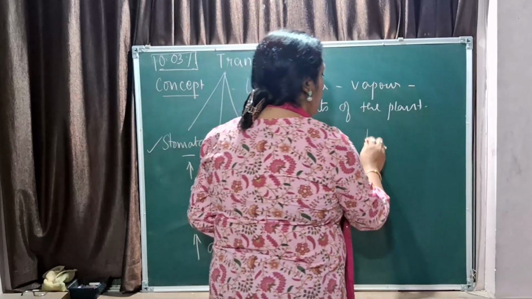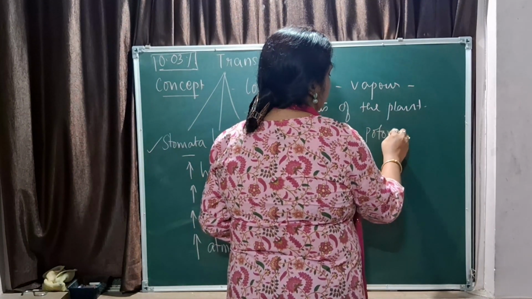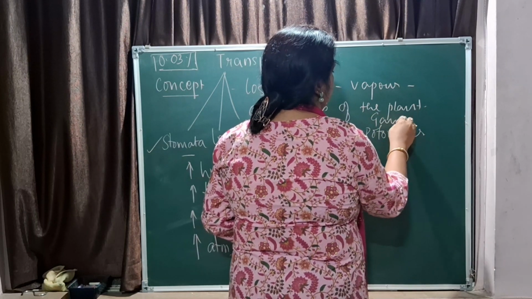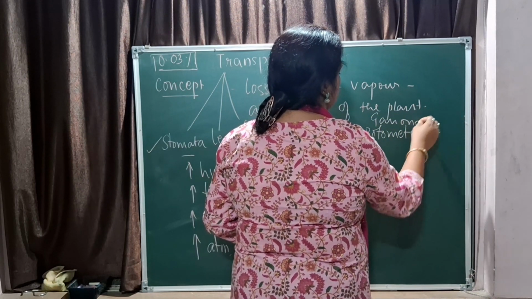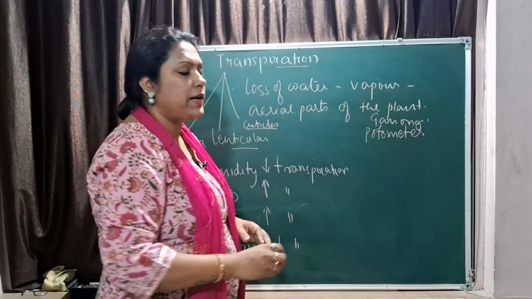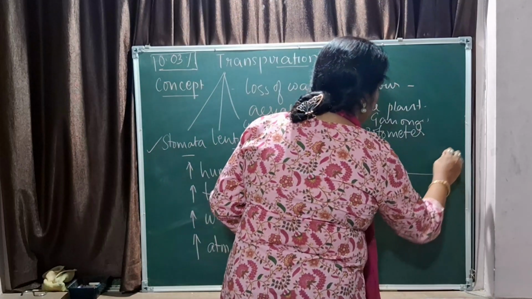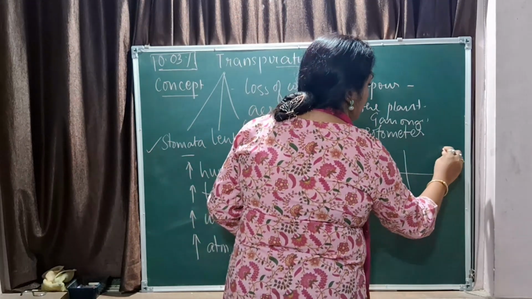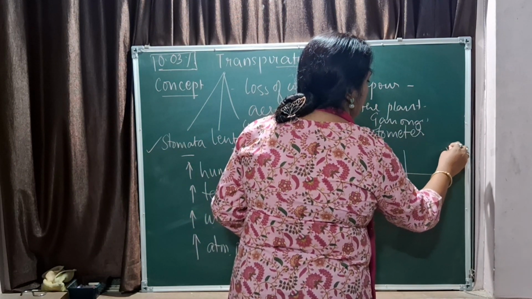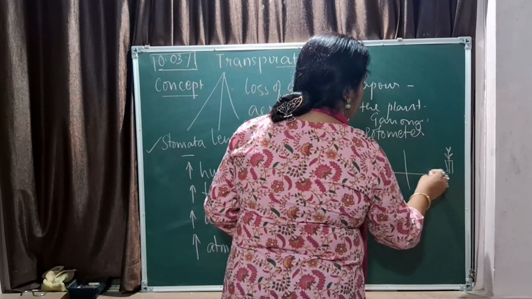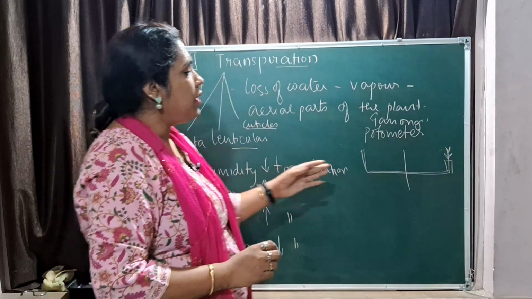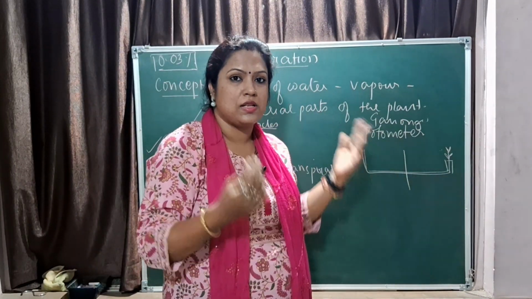Remember, it's not photometer, it's potometer, Ganong's potometer. This question is asked several times. I hope you remember the setup. You have some setup like this. You have a reservoir, you have a container, here you have the plant, and then a tube. So this is Ganong's potometer. It is generally not for measuring transpiration directly.